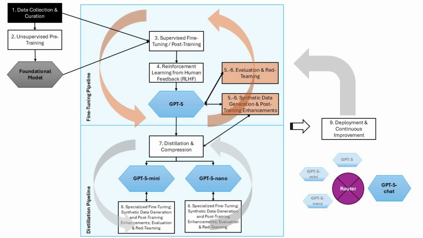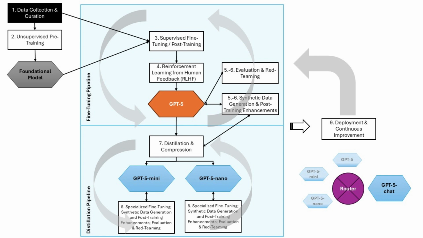And notice the arrows looping back from steps 5 and 6. This process is iterative. We constantly test the model, evaluation, have experts try to trick it, red teaming, and even use AI to generate new training data to patch its weaknesses. This loop of tuning, testing, and fixing happens over and over again. At the end of this pipeline, we have the polished, powerful GPT-5 model.